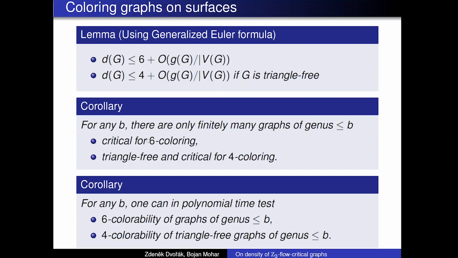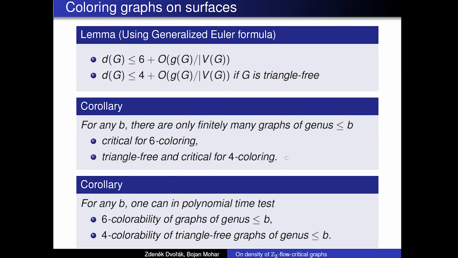So this shows that for any fixed genus, let's say B, there are only finitely many graphs of genus at most B that are critical for 6 coloring, and analogously by the second result, there are only finitely many of those that are triangle free and critical for 4 coloring.